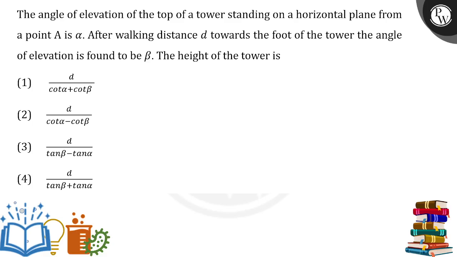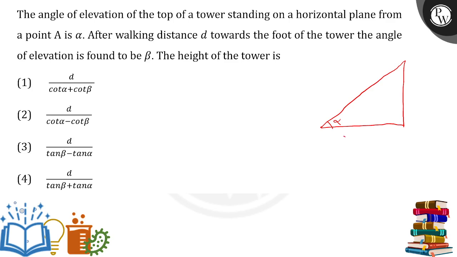The angle of elevation of the top of the tower standing on a horizontal plane from point A is alpha. So we are having a tower like this, and we are standing at point A, let's say somewhere over here. The angle of elevation from this particular point is alpha from the horizontal axis, or I can say ground. This is alpha.